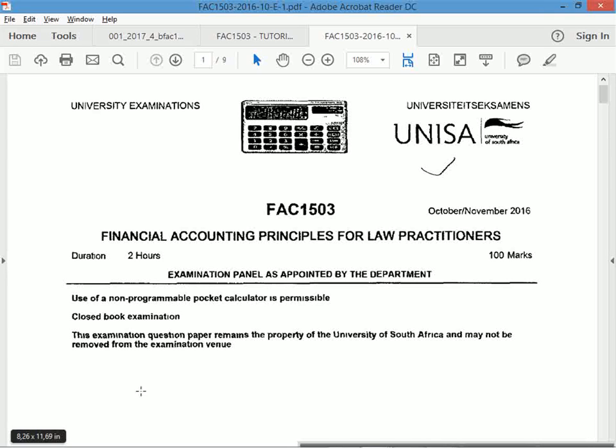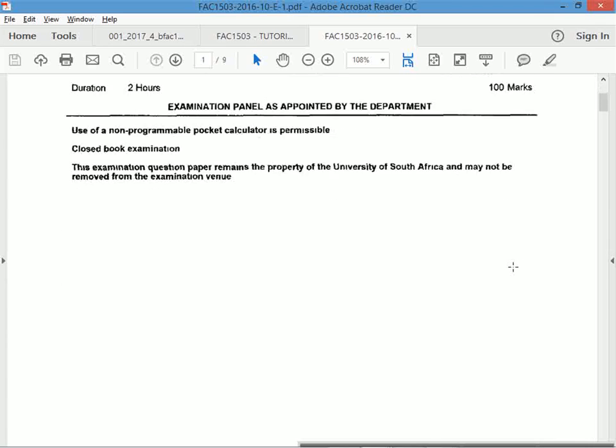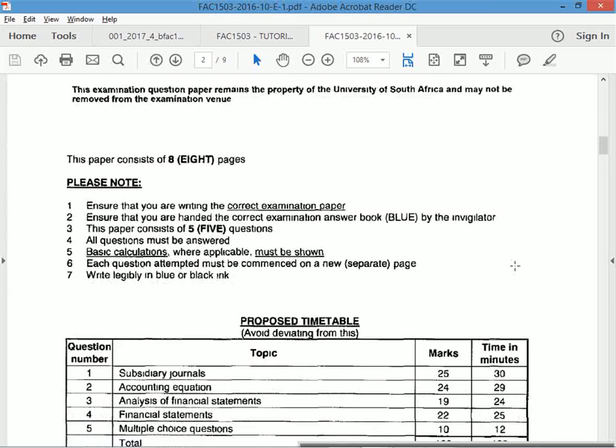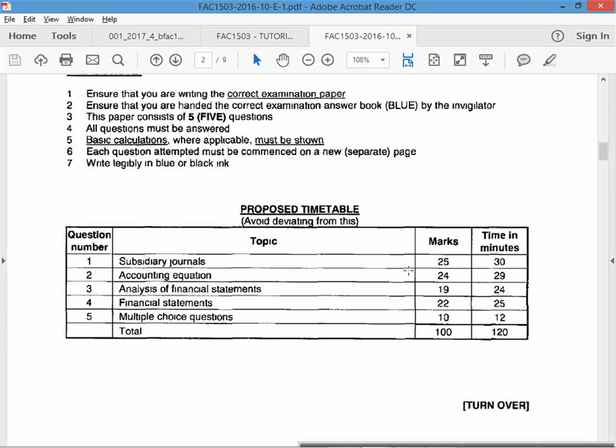Right, so this is the past paper that we're going to be discussing. October, November 2016. What am I going to do? I'm going to look at the proposed timetable. Okay, and I've obviously got 5 questions I need to answer in the 2 hours that I have in order to pass. Right, I'm loving question number 2.